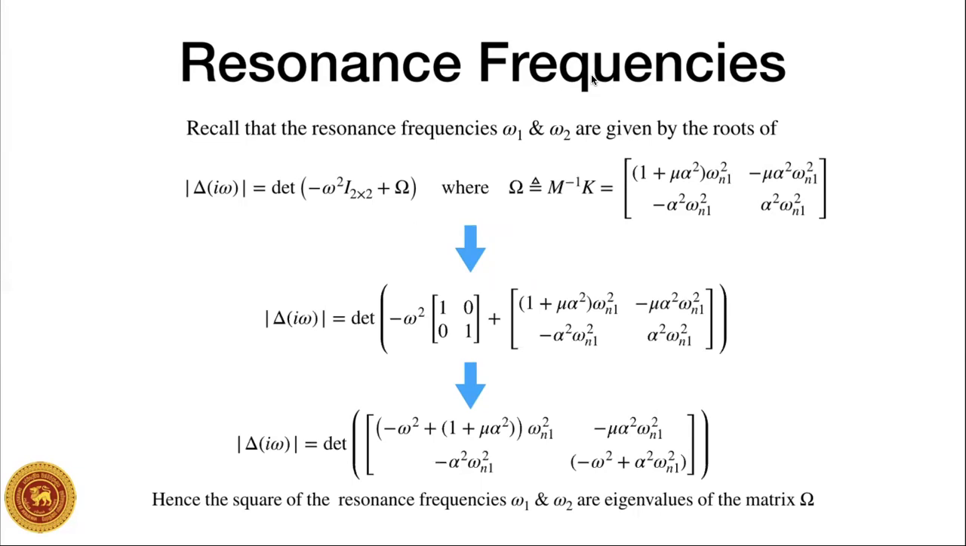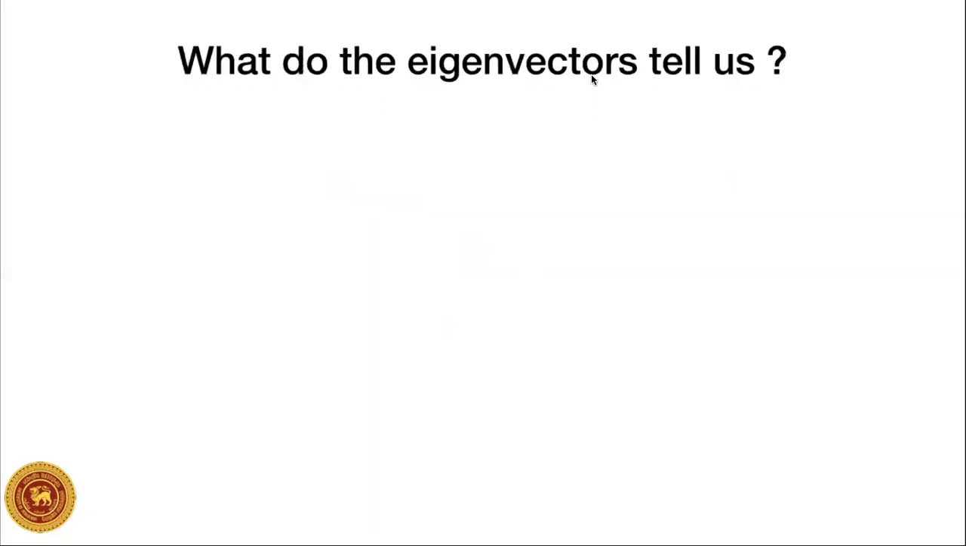In particular, we find that this will be a fourth order polynomial in omega, or a second order polynomial in omega squared. So omega 1 squared and omega 2 squared will be the eigenvalues of this matrix. If you notice here, this is an eigenvalue problem. If you equate this to 0, that is an eigenvalue problem. So these omegas are the eigenvalues of this, and the resonance frequencies are given by the eigenvalues of the omega matrix. So the eigenvalues give you the resonance frequencies.